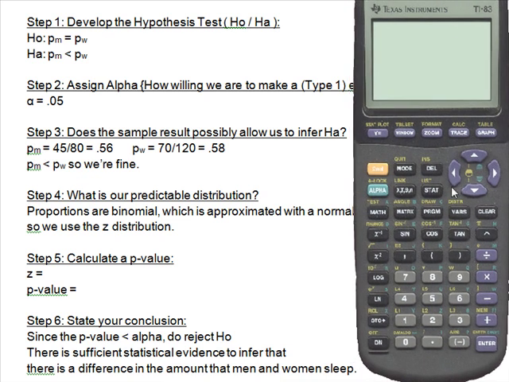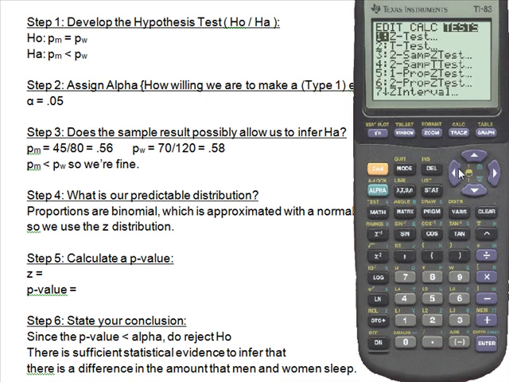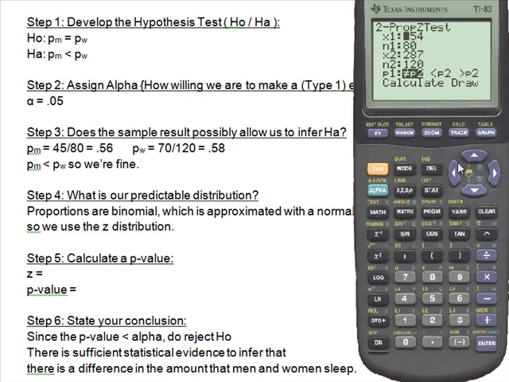We turn it on and clear. We go to stats and we go to tests, and this time we go to 2-proportion z-test. So down here, 2-proportion z-test, enter. So let's see, we had 45 men out of 80, and then we had 70 women out of 120 women, and we wanted to see if it was less than. So we'll go over here and hit enter, and then come down, calculate, and we calculate.